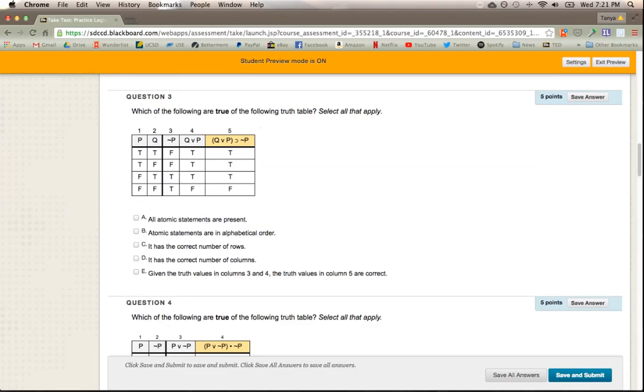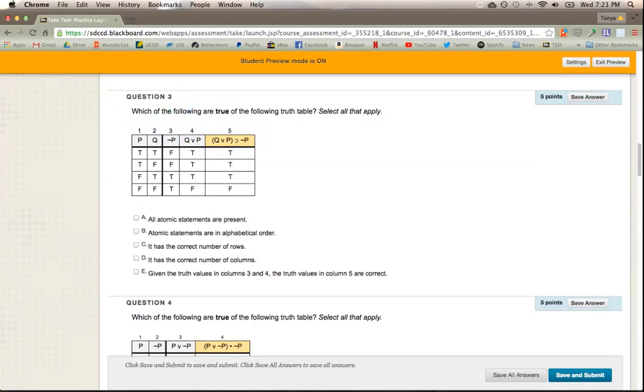Now, starting here, each part should be in the table. Is there a not P in the table? Check, that's good. Is there a Q or P in the table? Yes, there is, check. Now let's look at Q or P. Is that in the table? Yep, Q and P are both in the table. Not P, P's in the table. Okay, all the columns are present.